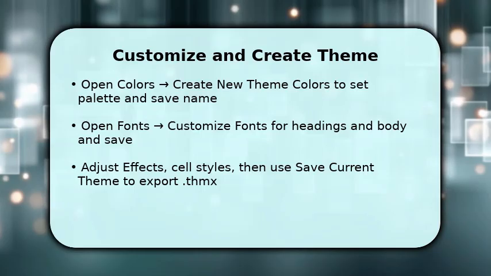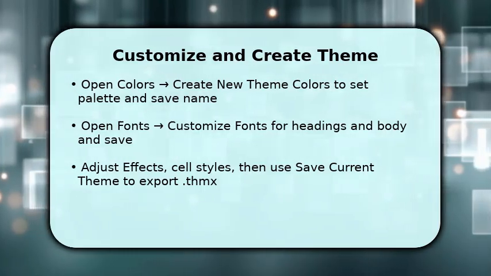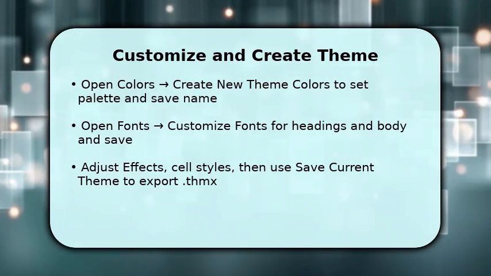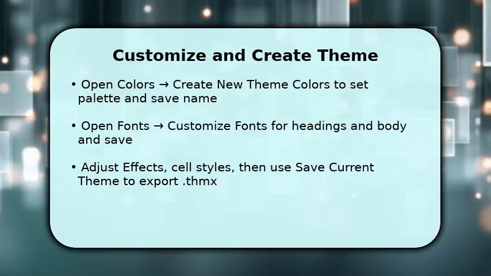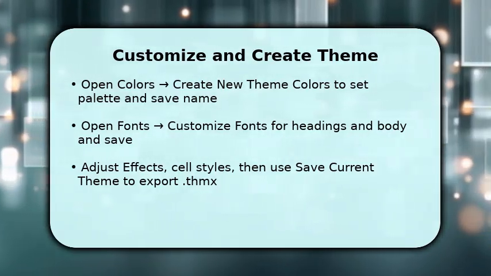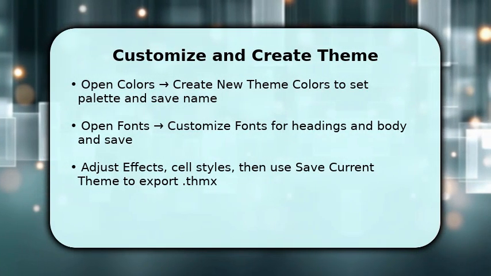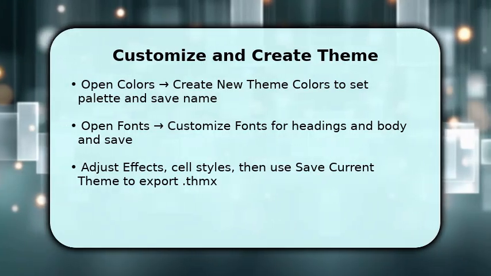Right arrow, create new theme colors, set primary and accent shades, and save the name so it's reusable. Next, go to Fonts. Right arrow, customize fonts to choose heading and body fonts. Excel links those to the theme so headings and cells stay consistent. Adjust effects if needed and update cell styles.